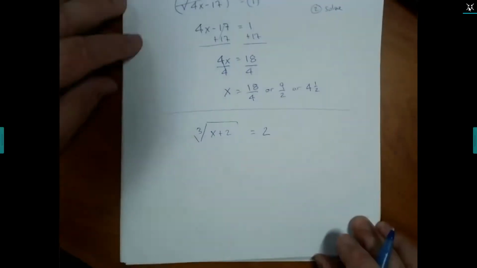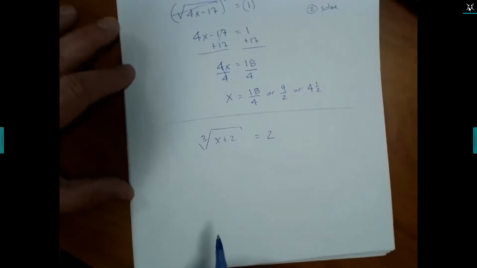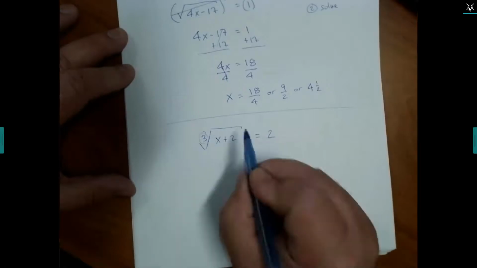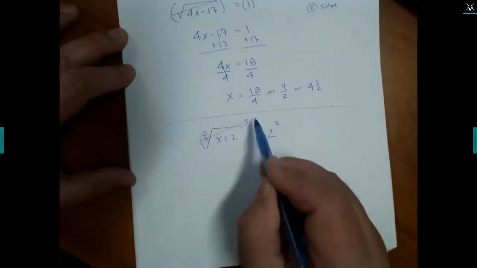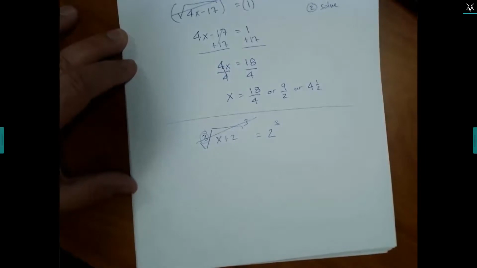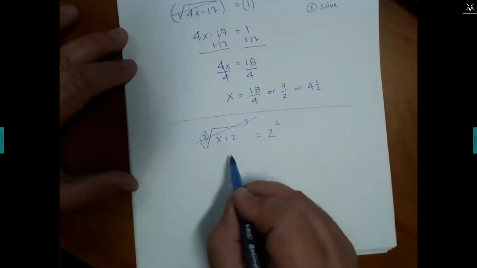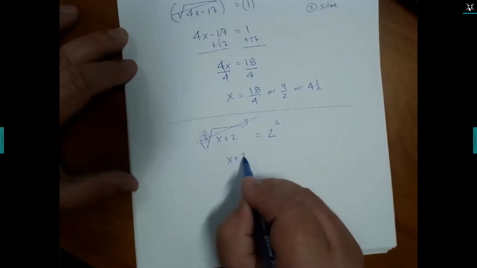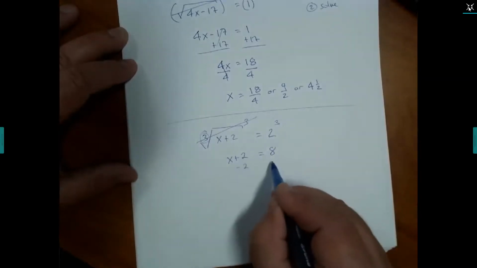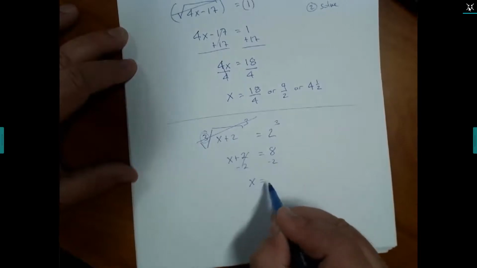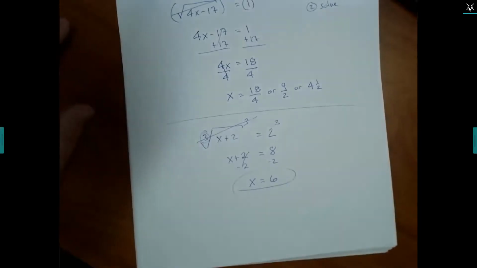what would you have to do to get rid of the radical? Whatever's here, that's what you have to do to both sides. So that cancels. So we have x plus 2 equals 2 cubed is 8. Subtract 2. And there's your answer.